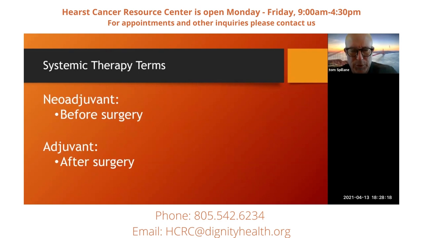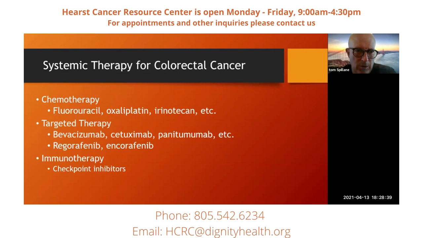A couple other terms that we throw around a lot. One is neoadjuvant, which means before surgery, and one is adjuvant, which means after surgery. This is primarily with regard to systemic therapy, which very often is chemotherapy, although we are using antibody-targeted types of therapy as well. The mainstay for chemotherapy remains drugs that we've had around for a long time: fluorouracil, oxaliplatin, irinotecan. We do have targeted therapies that we use, such as bevacizumab, cetuximab, panitumumab, and some other drugs such as regorafenib and encorafenib. And immunotherapy is used primarily in those patients that have what's called MSI high, or microsatellite instability high, which is associated with Lynch syndrome.